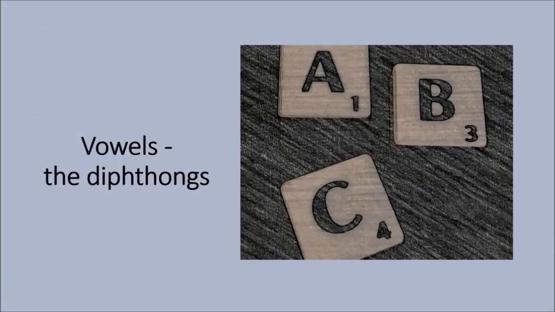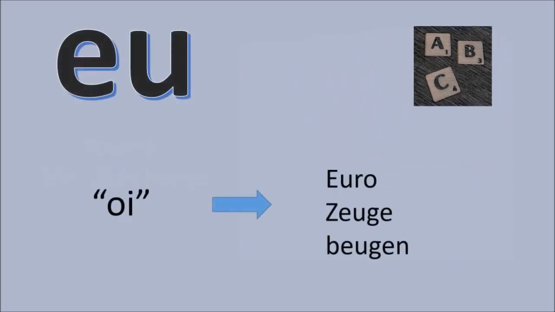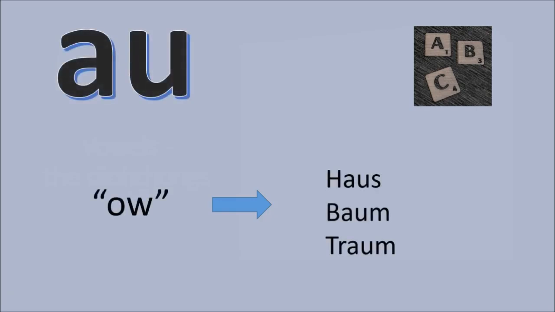Continuing with the vowels, in this video we're looking at the diphthongs, or the two vowels together. And the first vowel combination is EU, which is pronounced OI, just like the English, OI. So we have Euro, Zeuge, beugen. The next one is A and U, which is Au. Haus, Baum, Traum. Au.